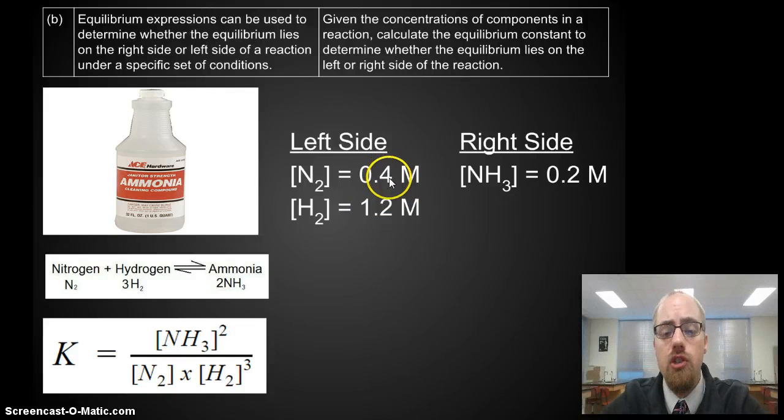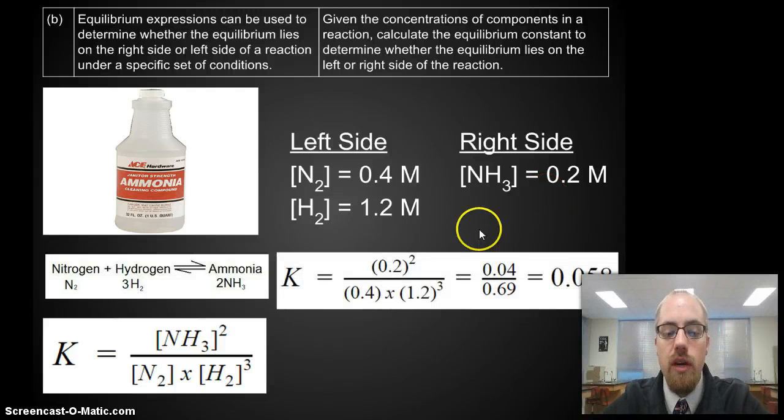Let's say the nitrogen concentration is 0.4 molar, the hydrogen is 1.2 molar, and the ammonia is still 0.2 molar. And so when we plug those into our equilibrium expression, the 0.2 from ammonia comes down where the ammonia concentration goes, squared, divided by 0.4, which is the concentration of nitrogen, times 1.2 cubed, which is the concentration of hydrogen raised to the power of its coefficient. And when we do that, we get a value of 0.058.